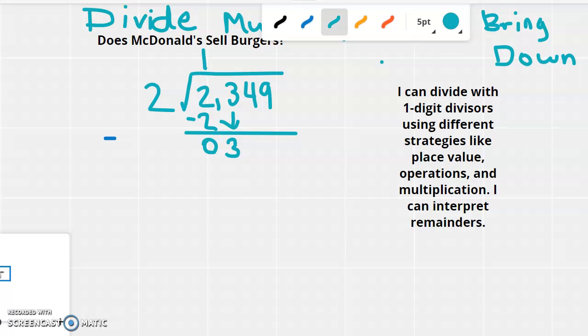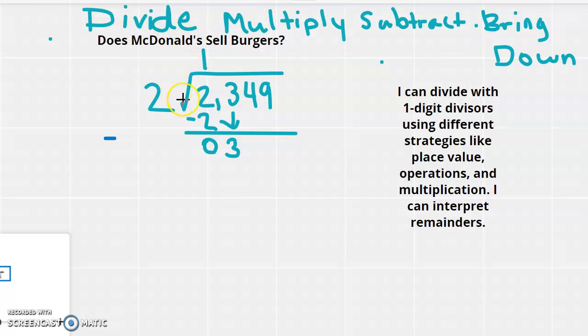I have to divide. So how many 2's are there in 3? Well, again, 2 times 1 is 2. That's as close as I'm going to get to 3 without going over. So I'm going to put that 1 up top, and I'm going to multiply that 1 by the 2 and get 2 again. I'm going to subtract that 2 from the 3 and get a 1. I can't make 2 out of 1, so I have to do step 4, which is bring down the 4. So I bring down my 4, and now the steps start all over again.